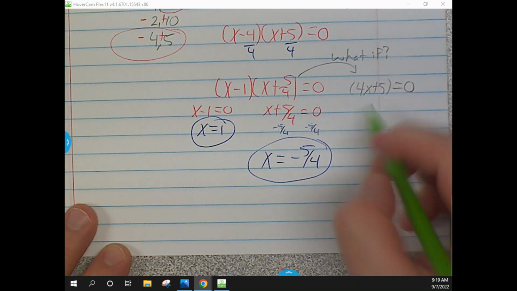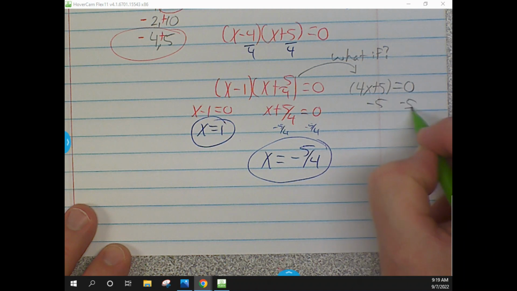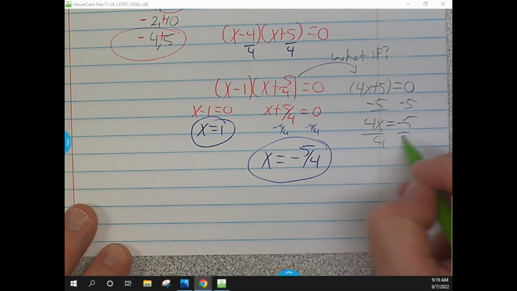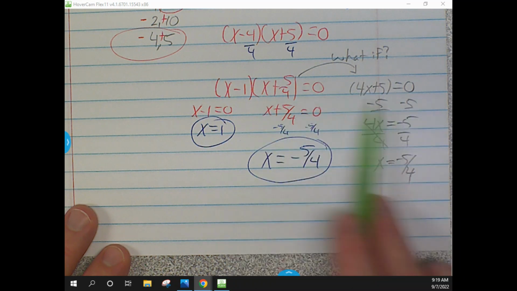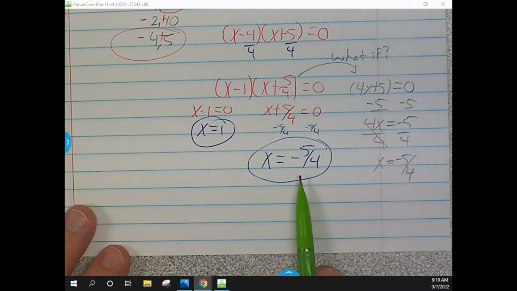Then we're going to take the parentheses away. We're going to subtract 5 from both sides. You get 4x equals negative 5, and then you're going to divide by 4. You're going to get the same answer, but now you just had to rewrite it. Then you took it back and rewrote it and put it back in fraction form.